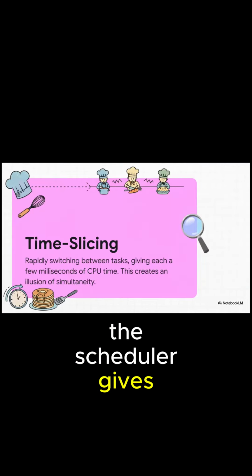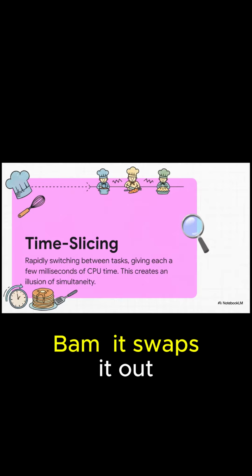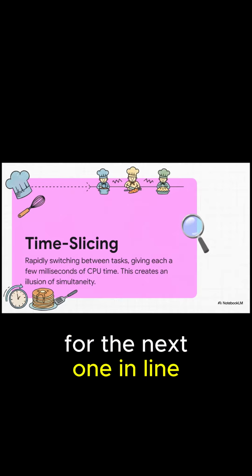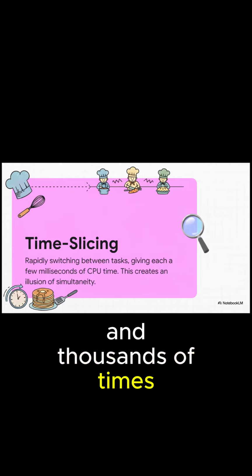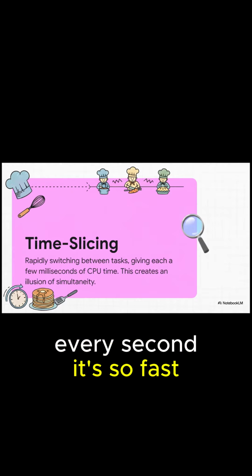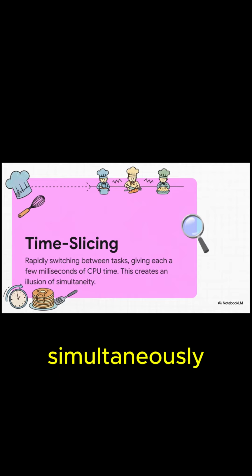The scheduler gives each task just a few milliseconds of the CPU's attention before, bam, it swaps it out for the next one in line. And the next one, and the next. It does this thousands and thousands of times every second. It's so fast that to our slow human brains, it just feels like everything is happening simultaneously. It's a beautiful illusion, really.